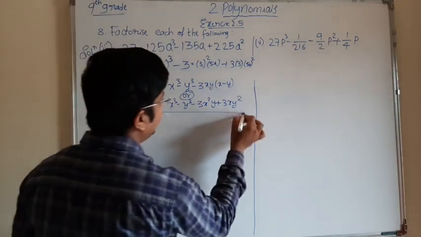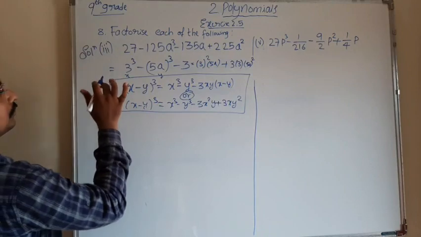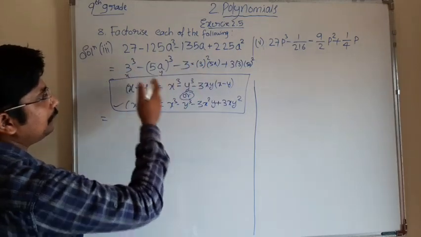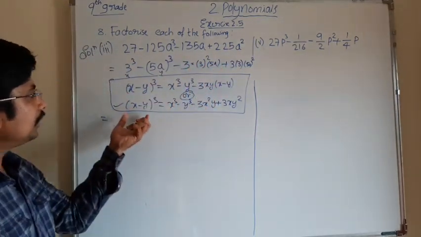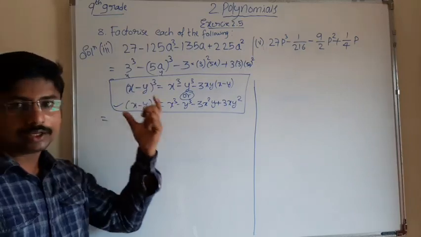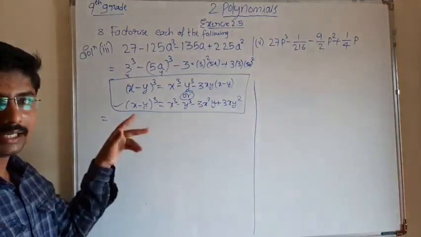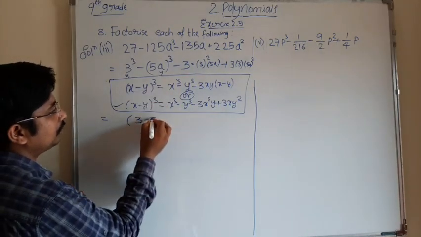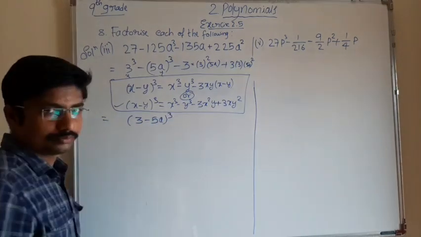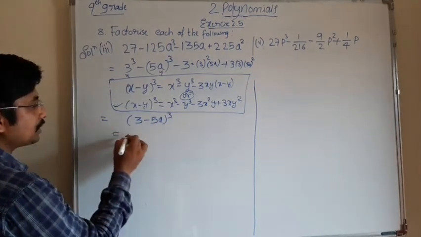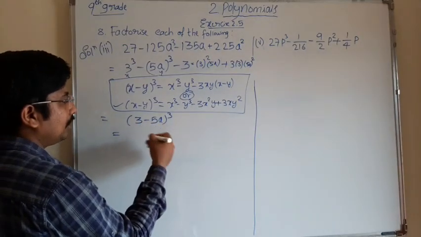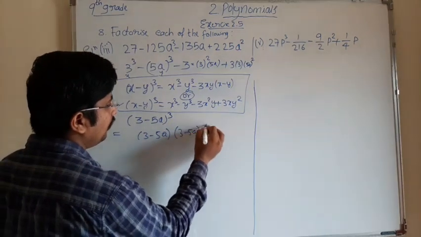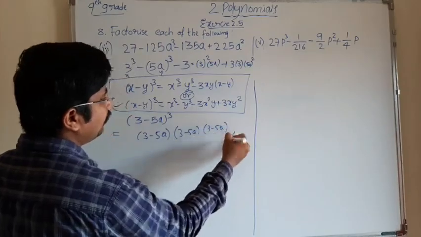Next, we used this identity. Now it is nothing but the LHS part of the identity, that is x minus y whole cube. We can rewrite it in the form of 3 minus 5a whole cube. Next, this may again be written in the form of 3 minus 5a into 3 minus 5a into 3 minus 5a.